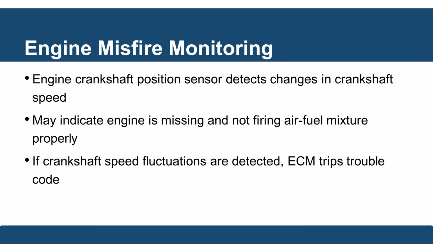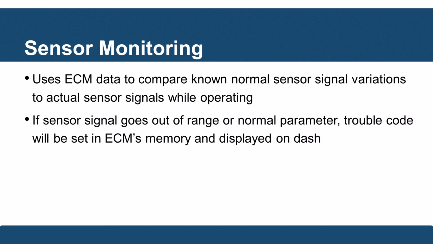Now, the engine misfiring monitor is using the engine crankshaft position sensor to detect changes in crankshaft speed. And this may indicate the engine is missing or not firing air-fuel mixture properly. Misfire is what we call this. If the crankshaft speed fluctuations are detected, again, the ECM is going to trip a trouble code. This is usually a big one because if it's misfiring, we could be getting the catalyst too hot. It's a cat damaging code, so it's usually a priority 1.